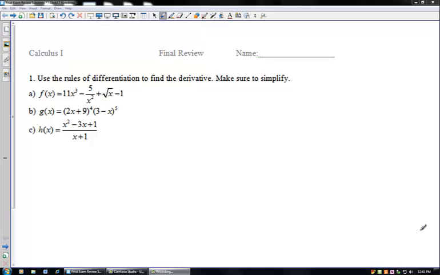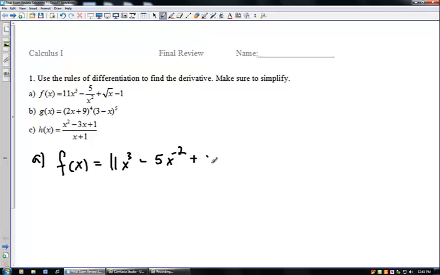So here we are going to start with number 1, where we want to use the rules of differentiation to find the derivative, and we want to make sure to simplify. So we're going to start with part A here, and I'm going to write this in power form. So I have 11x cubed minus 5x to the negative 2, and then plus x to the 1/2 minus 1. And now I want to take its derivative, so I'm going to use the power rule.